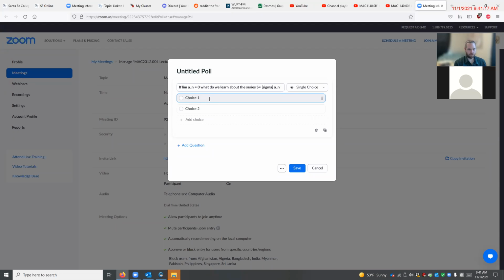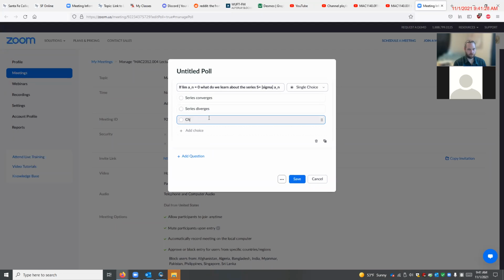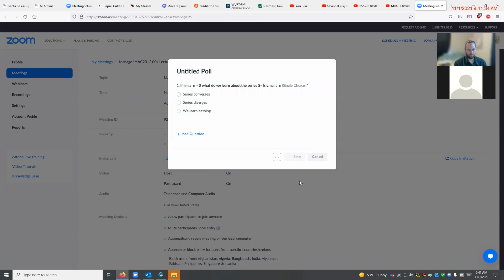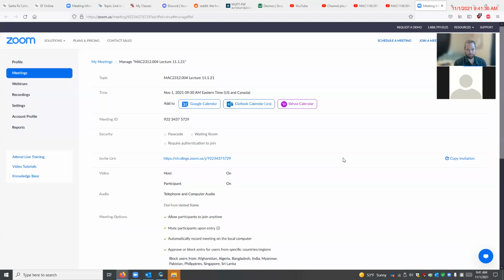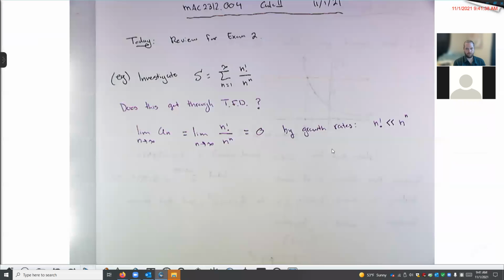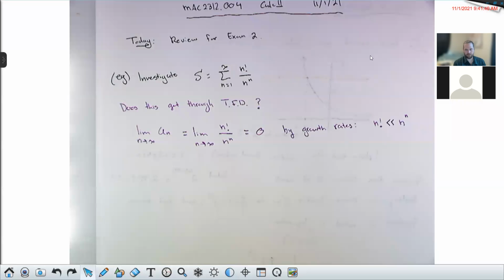So choice 1, series converges. Choice 2, series diverges. Choice 3, we learn nothing. All right, tell me what you think. If the limit of the a_n's is equal to 0, what do we learn about the series sigma a_n?